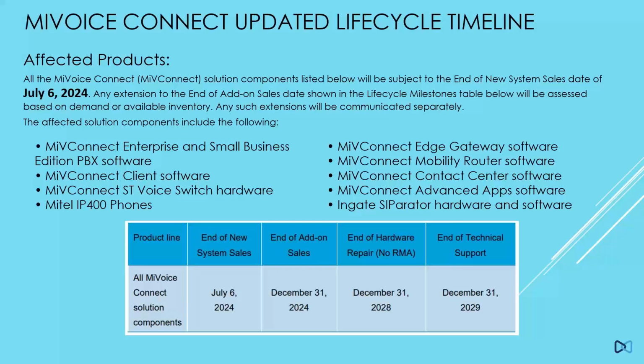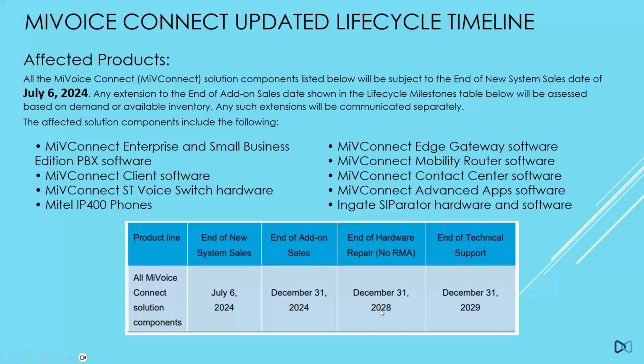The end of next year, Mitel's not going to be selling new components. We will be able to get RMAs and things like that, but certainly the big impact might be licensing. So if you're anticipating needing to make licensing changes after that date, it's definitely something we'll want to think about and start talking about now.